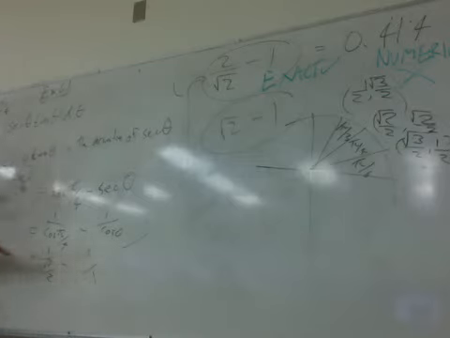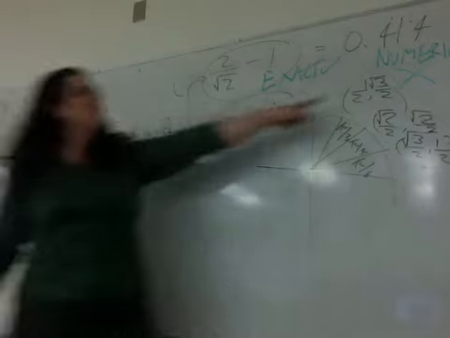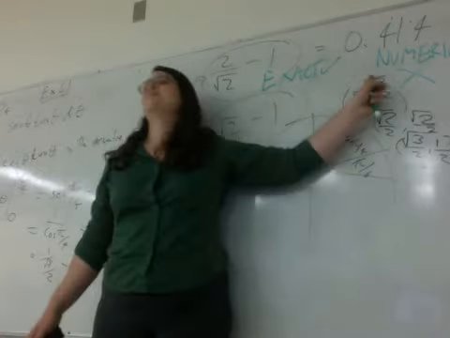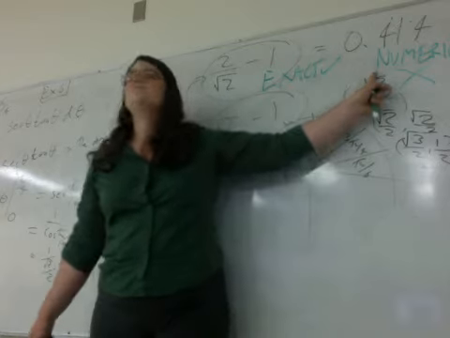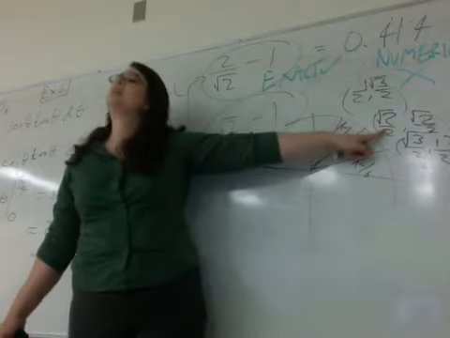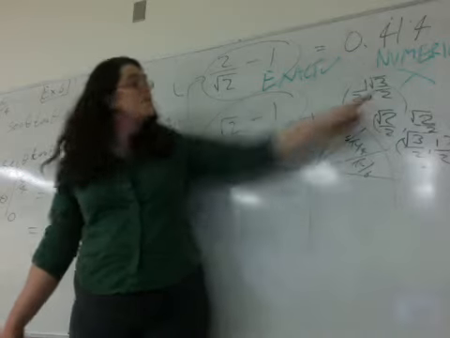So the answer is, the cosine is just the x-coordinate and the sine is just the y-coordinate. So cosine of pi over 4 is this x-coordinate, square root of 2 over 2. Sine of pi over 3 is square root of 3 over 2.